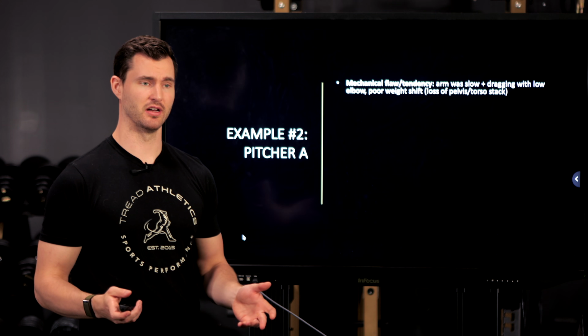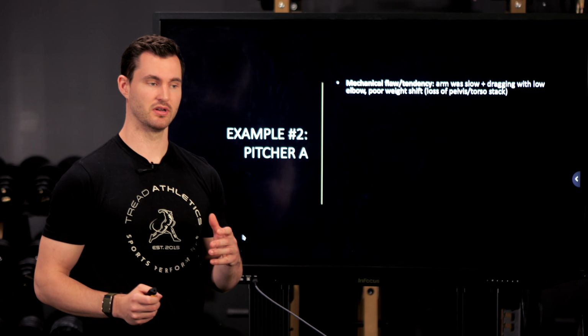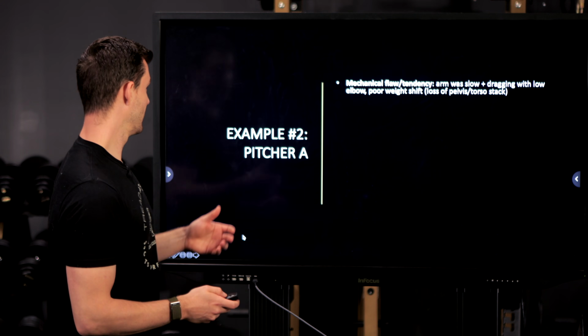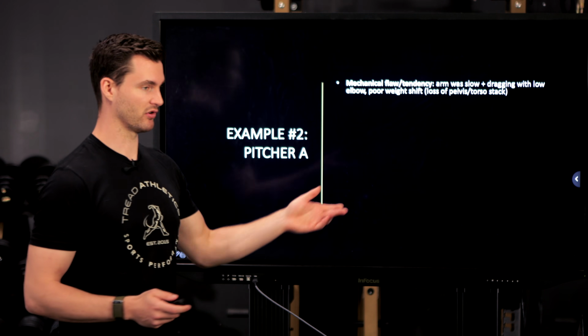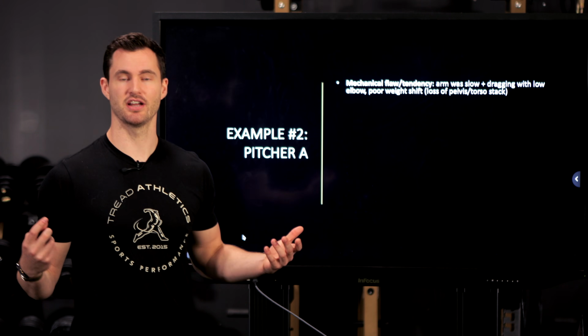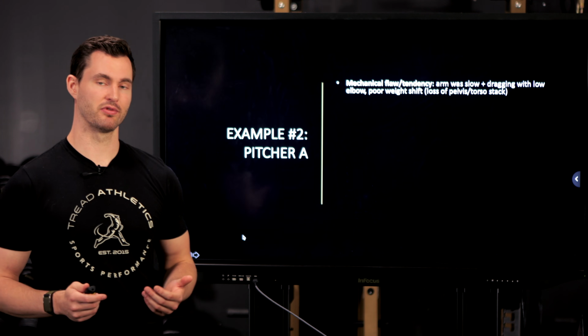So here's another example of the concept of mechanical anchors in practice, and specifically here in relation to using it as a backup tool or a reboot for your mechanics. This college pitcher, I've posted about him before, but we're just going to call him Pitcher A for now. His mechanical flaw, his natural tendencies, led to his arm being slow. He was dragging his arm through ball release.